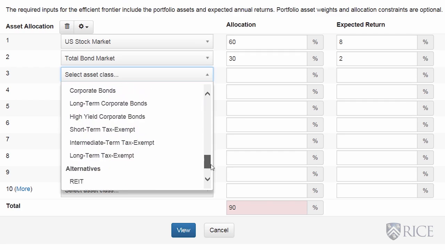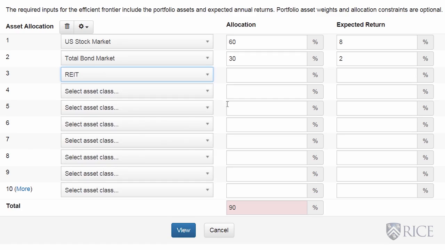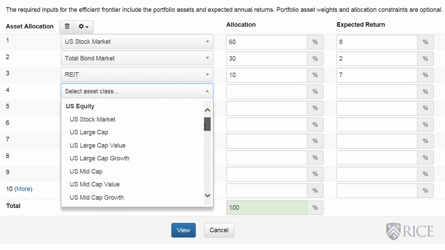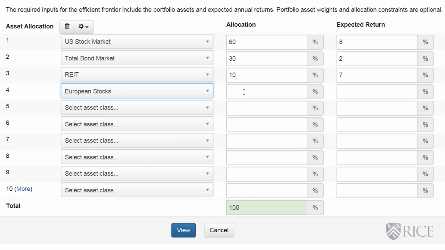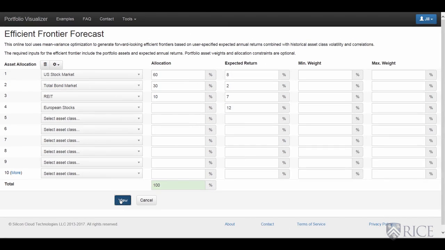I'm going to take a look at the alternative asset class of real estate with an allocation of 10% and an expected return of 7%. And finally, I am interested in European stocks. I'm not going to start off with an allocation there, but I am going to give them an expected return of 12%. I'm pretty bullish on European stocks, so I want to see what that's going to do in terms of my efficient frontier. Now let's hit view.